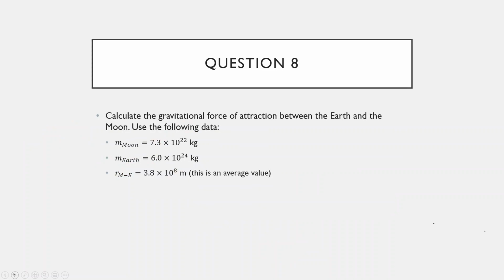Okay, let's do another question. Calculate the gravitational force of attraction between the Earth and the Moon using the following data. Again, it's just a plug-in type of question. Okay, so force equals G times M1 times M2 over R squared. So we've got 6.67 times 10 to the negative 11 times the mass of the Moon. Let's do that one first. Times the mass of the Earth, all divided by the distance between them squared.